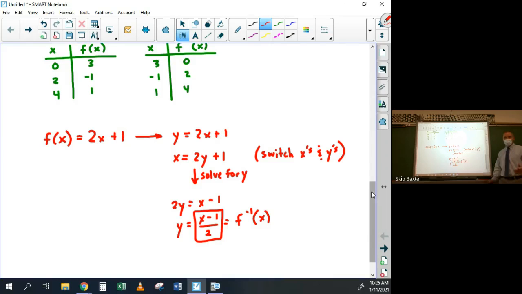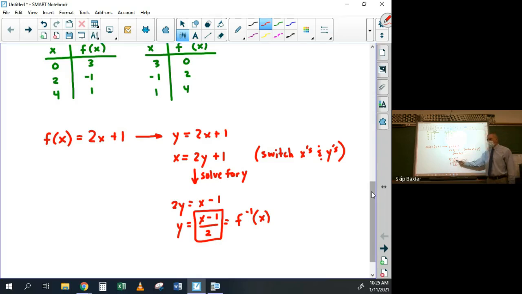And it seems logical, right? Like, think about what this function does. It multiplies things by 2 and then adds 1. If you wanted to undo that, you would subtract 1 and then divide by 2. That's what this is saying to do, right? To undo something, you do the inverse operation. So you have to subtract 1 and then divide by 2.